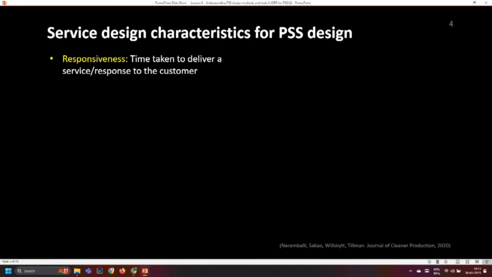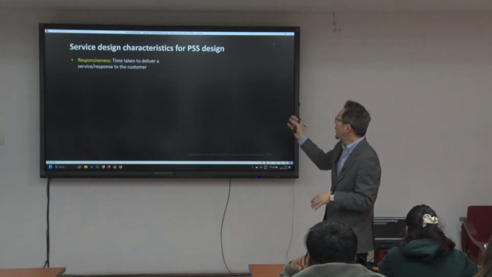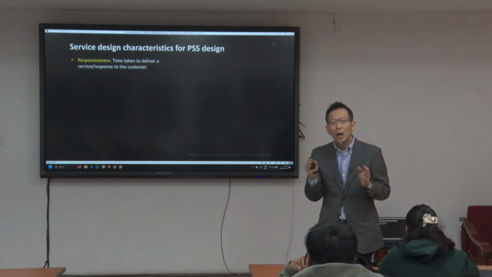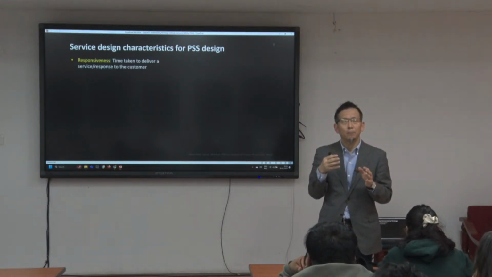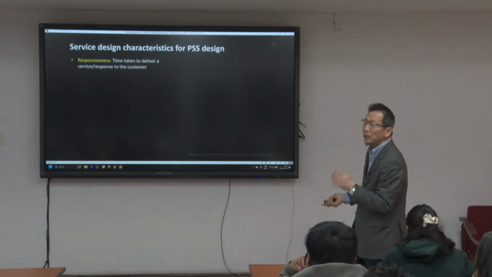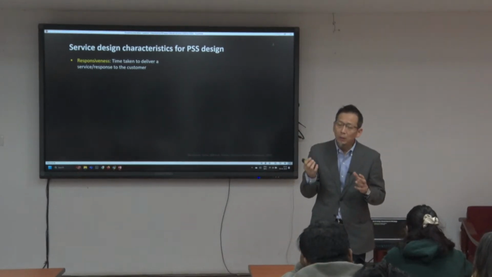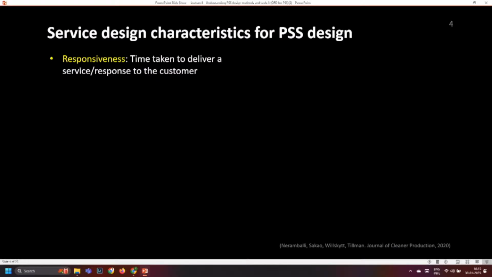So let's start with responsiveness. As I said several times, when it comes to service, time is a crucial factor. And then how fast a service technician or service staff can respond to a given need is a relevant aspect. And a designer can decide how fast the service should respond to a given need. This is especially relevant when products have a sort of critical role in the customer's process and so on.